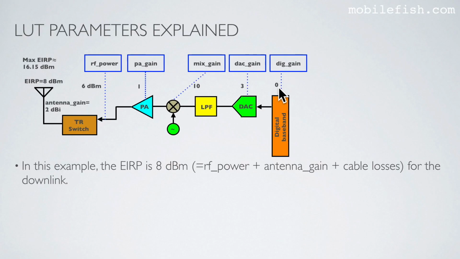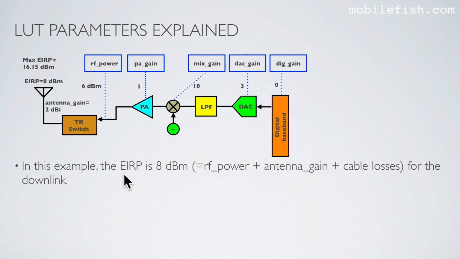When the DIG gain is 0, the DAC gain is 3, the mix gain is 10, and the PA gain is 1, the gateway will output an RF power of 6 dBm. 6 dBm plus an antenna gain of 2 dBi equals 8 dBm. This 8 dBm is the AERP. And you can see the AERP is smaller than the maximum AERP, which is in this case 16.15 dBm.